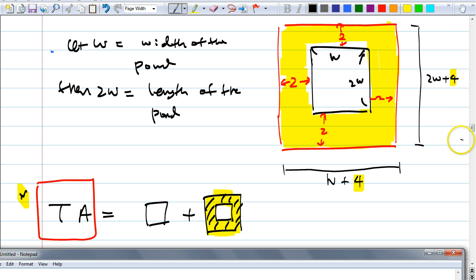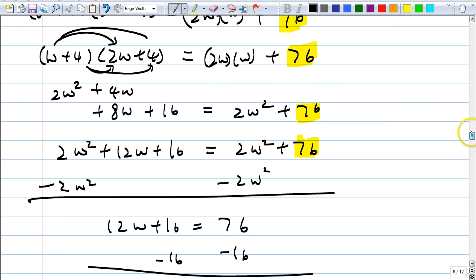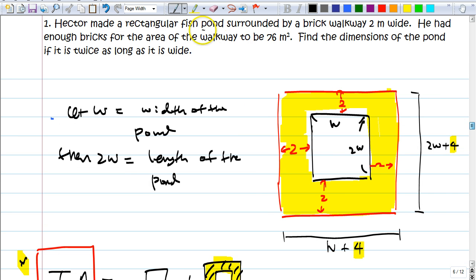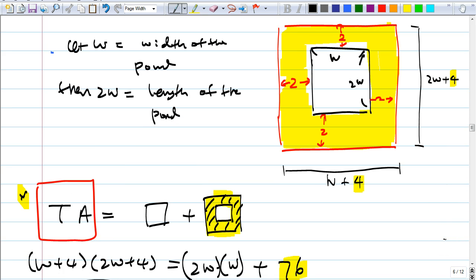Yeah, they told us. Look, from the problem, didn't they say the area increase was what? We had enough bricks for the area of the walkway to be 76. Another way of saying it is that brick area, walkway area is 76, right? So all you have to do is what, guys? Write down the equation. There's your equation.